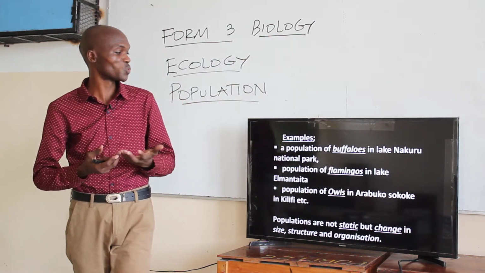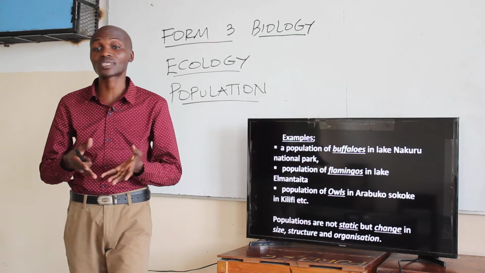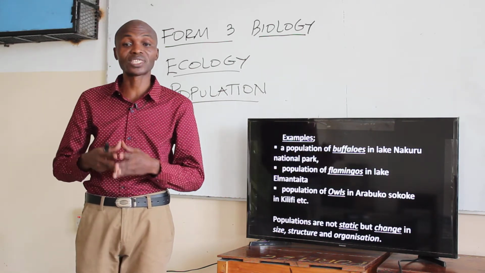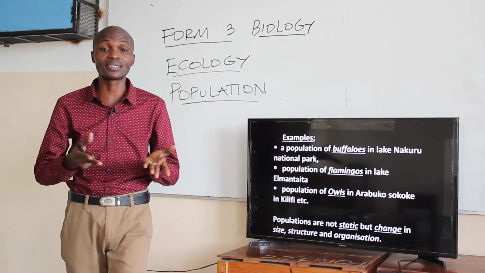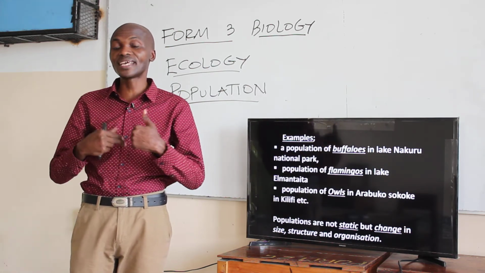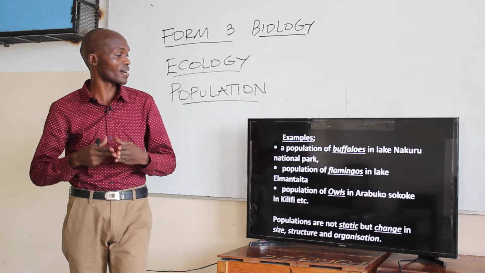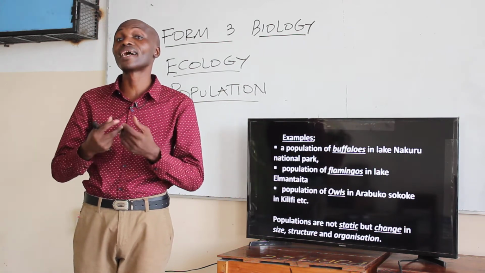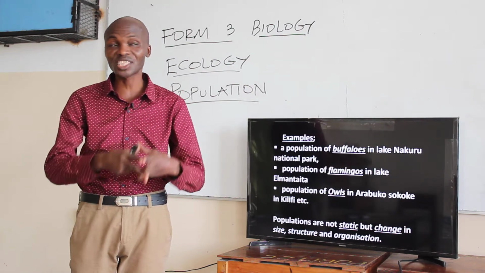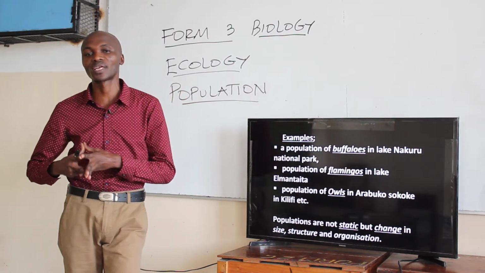You may also need to look at the population of owls. These are nocturnal birds, possibly in Arabuko-Sokoke National Park. This is in Kilifi. So all these are examples of different living organisms. You may want to note their numbers in these respective areas at a particular time.